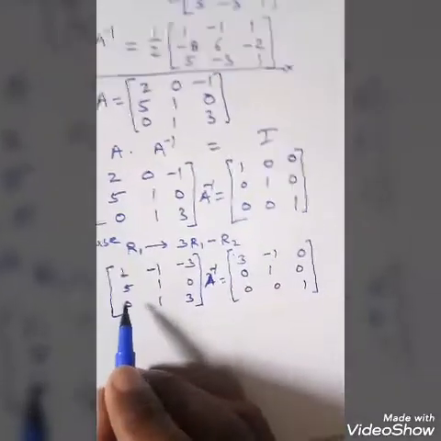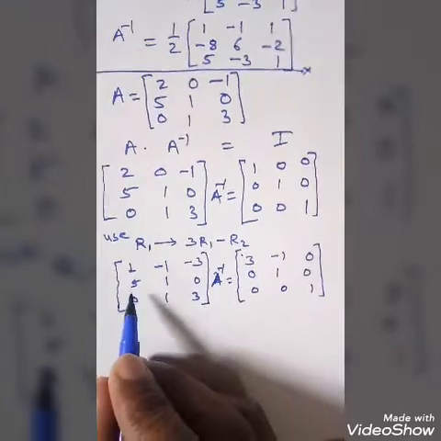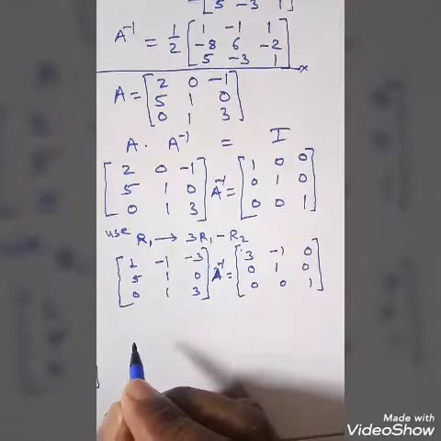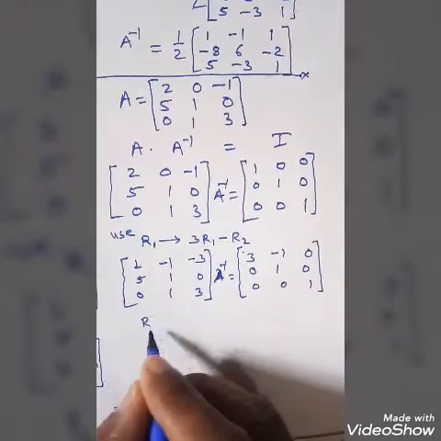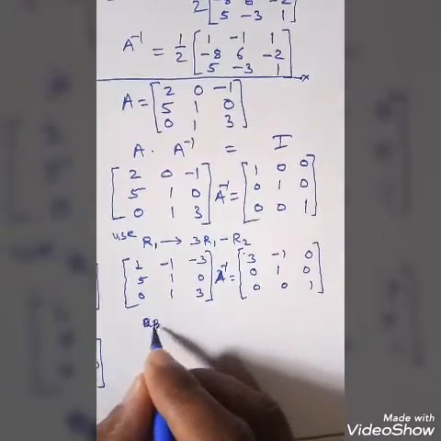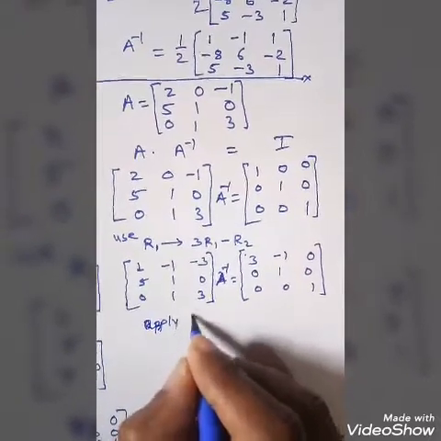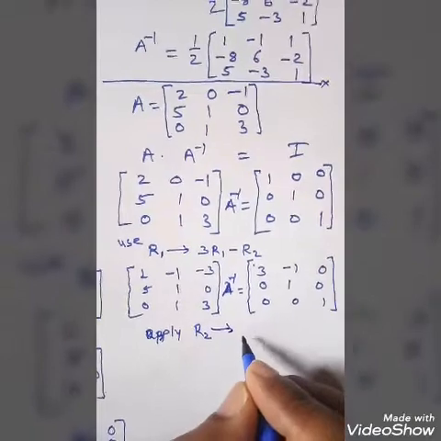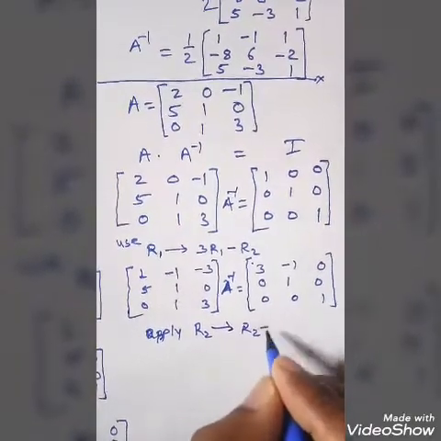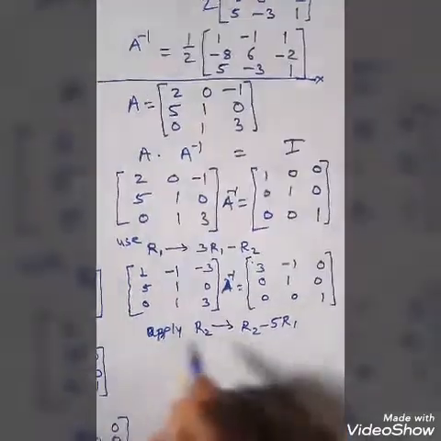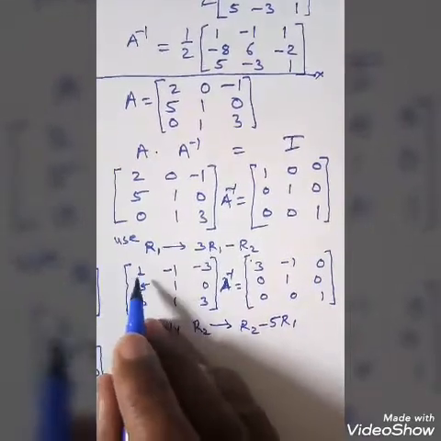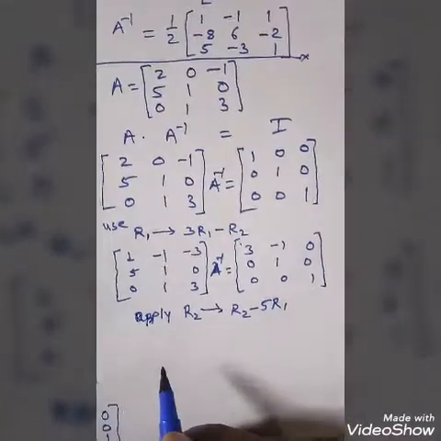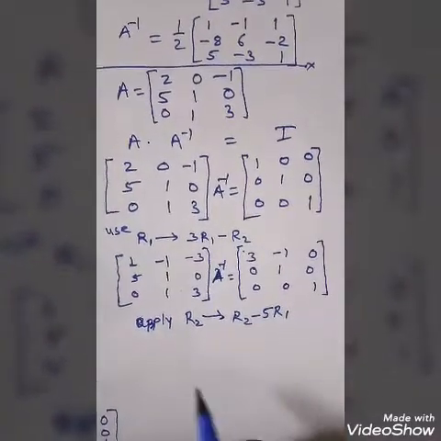Now convert this element 5 into 0. हा element 5 ला 0 मध्ये convert करायचा आहे. How to convert this element 5 into 0? Now operation is on R2. Apply second row operation. Which type of operation we have to apply? R2 minus 5R1. Multiply that number to the first row, and if the same sign then subtract, opposite sign then add. Like this.